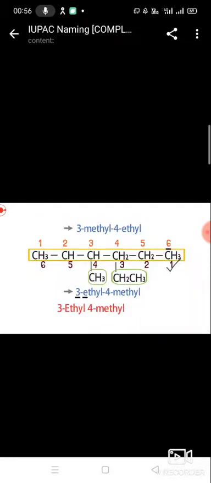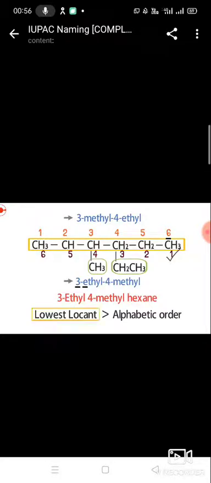6 carbon atoms are there. So hexane. So 3 ethyl, 4 methyl hexane. So lowest locant and alphabetical order is important. First you have to give the lowest locant, next you have to see the alphabetical order. Lowest locant and alphabetical order, if there is no functional group.